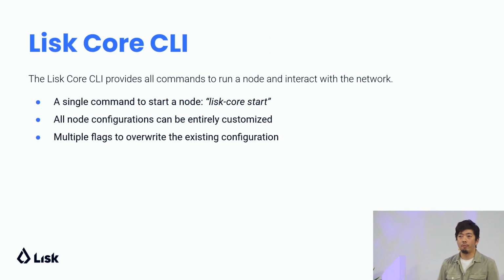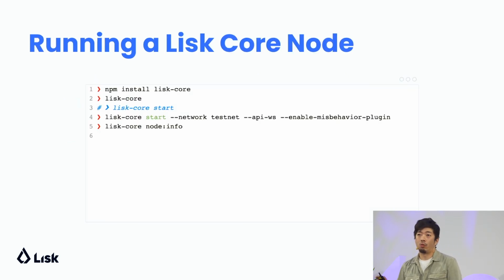Because it's a CLI, it's really easy to start your own node. You can download Lisk Core and simply type lisk-core start. Configuration can be done through the config file, or we provide a lot of flags to override the existing configuration. So this is an example. Once we do npm install, the lisk-core command will show you all the commands that you can use. When we migrate this version to our mainnet, the minimum command that you need is lisk-core start, which will start your own mainnet node.